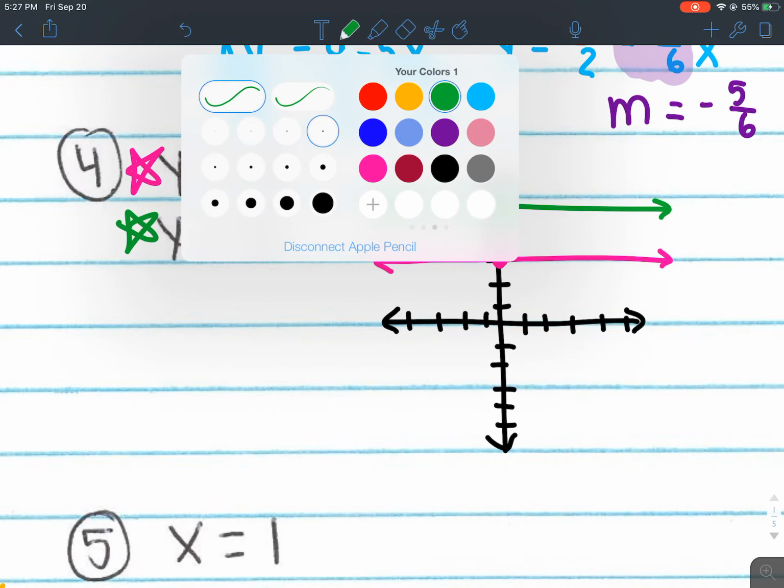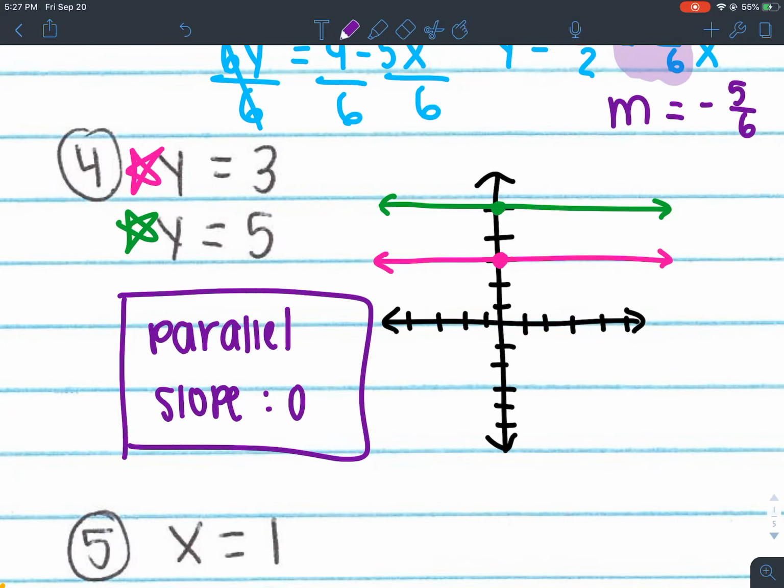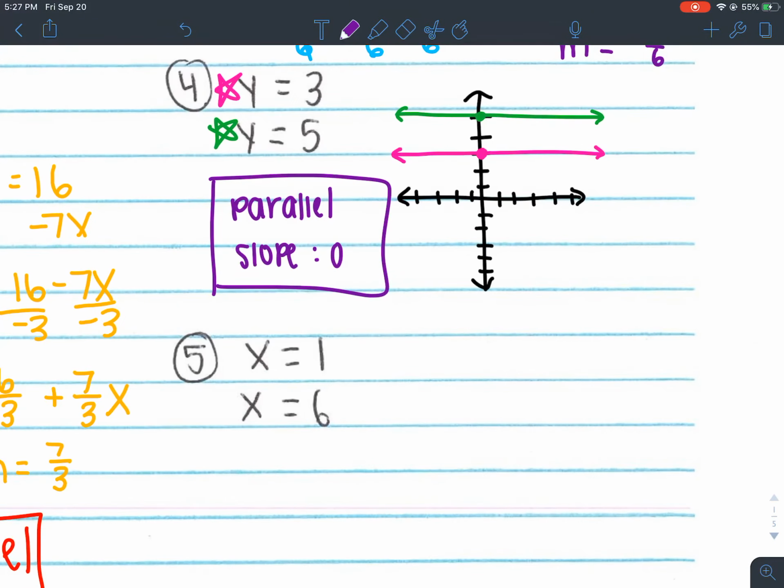Now these lines are parallel. And the reason why they're parallel is because their slopes are 0. Right, so slope on both is 0. So the slope on the first one and the slope on the second one were both 0. And just to remind ourselves, remember we have z's.